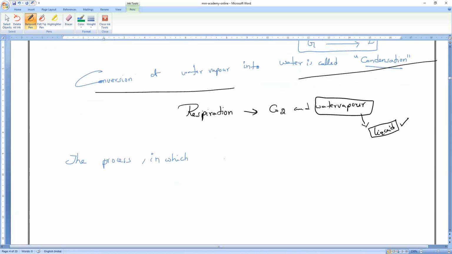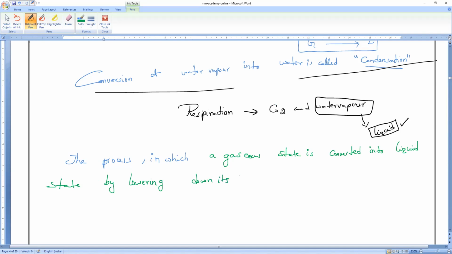The process in which a gaseous state is converted into liquid state by lowering down its temperature is called condensation. Is it okay, guys?